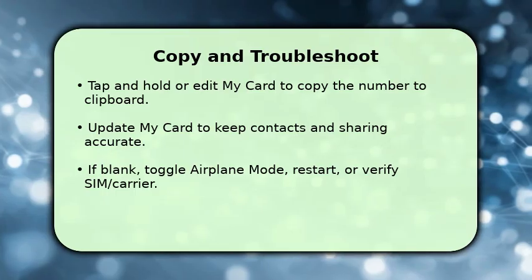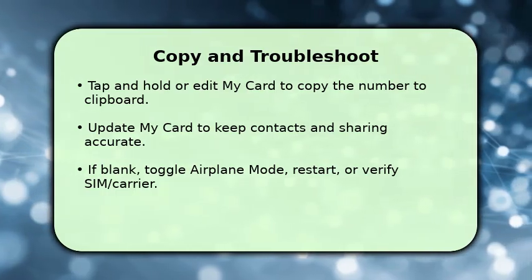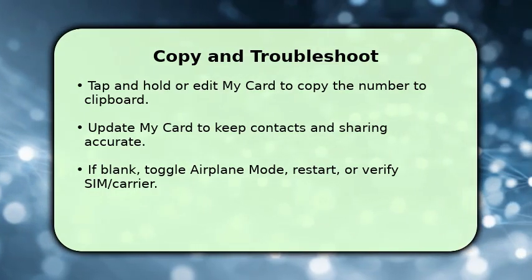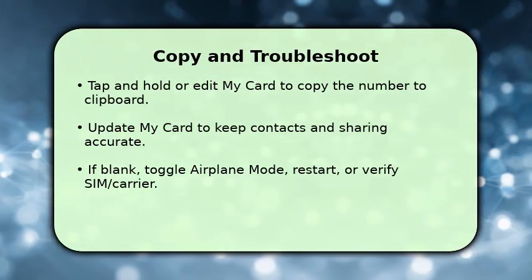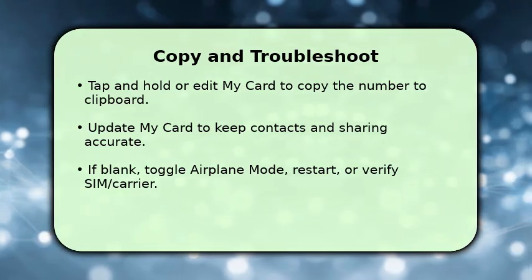If no number appears, try toggling airplane mode, restarting the phone, or removing and reinserting the SIM. Make sure your carrier activated the line. If problems persist, contact your carrier. They can confirm provisioning.